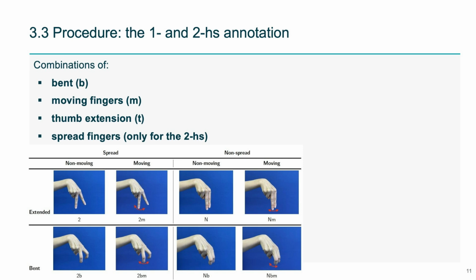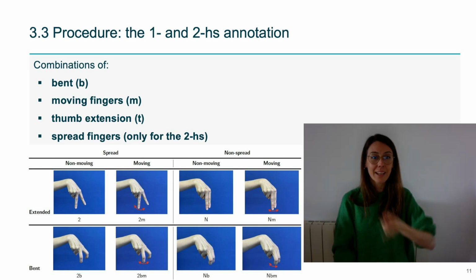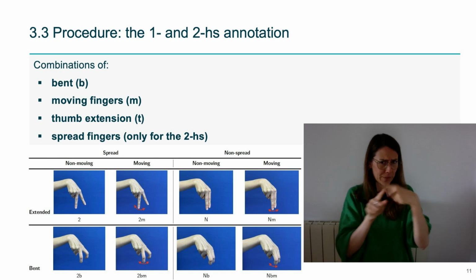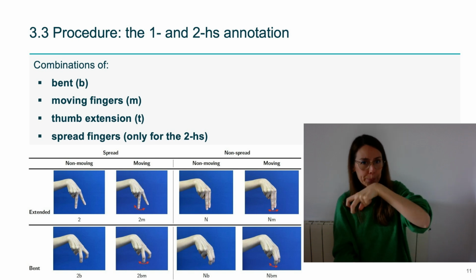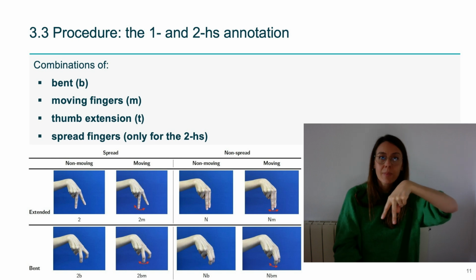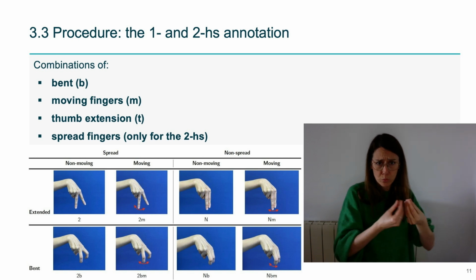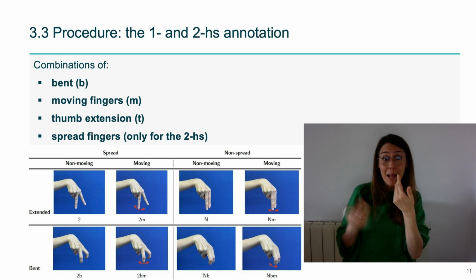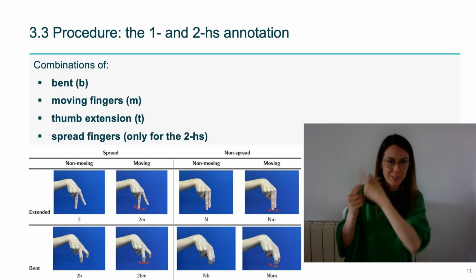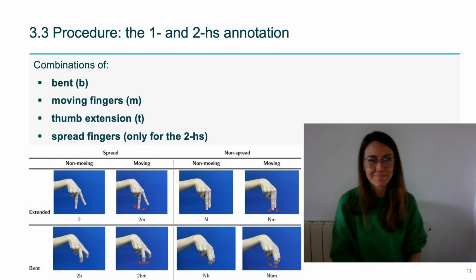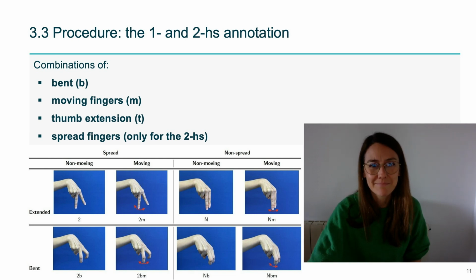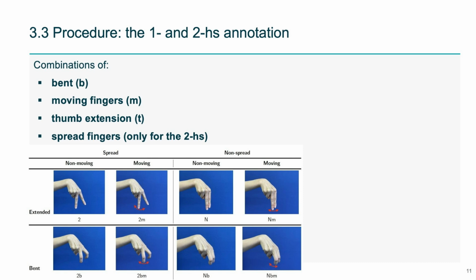For the annotation of the 1 and the 2 handshapes, we consider combinations of bent fingers, moving fingers, thumb extension, and only for the 2 handshape, whether the fingers were spread or not. And in the picture in the slide, you can see an example of possible combinations of the 2 handshape, with spread and non-spread fingers, and possibilities of moving or non-moving fingers, extended or bent fingers.